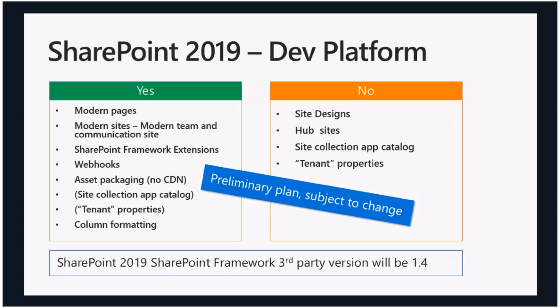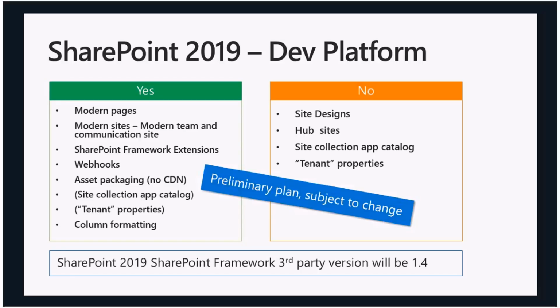I think we disclosed all of that at the SharePoint Conference. In SharePoint 2019, the dev platform and the SharePoint Framework will be 1.4 for third-party developers. It will support modern pages. You can stay in classic as well; you don't have to move to modern. But it will also have the modern team site, not a group-associated team site, a modern team site which doesn't have the Office 365 group because it's on-prem, and also a communication site. It will support SharePoint Framework extensions.